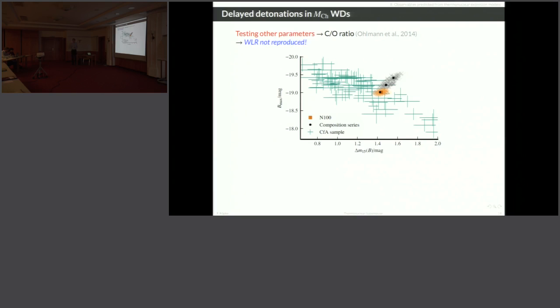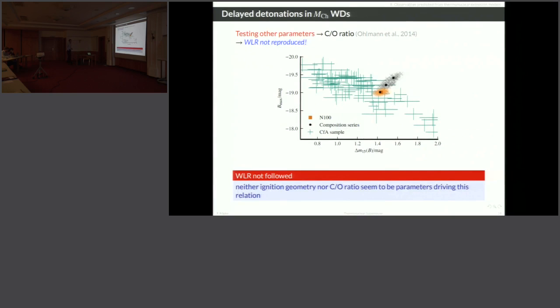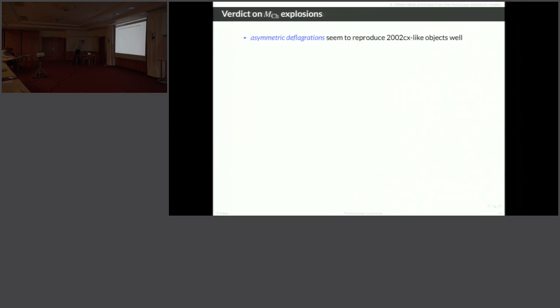The observers, however, like it because it's an easy to measure quantity. So the width luminosity relation is not followed either by the ignition geometry or by the carbon oxygen ratio. So these do not seem to be the parameters that drive these relations.